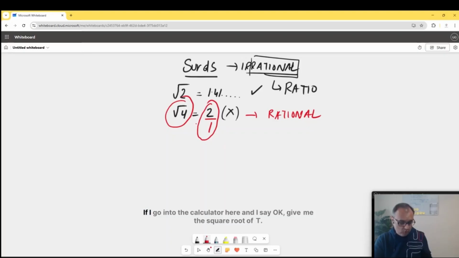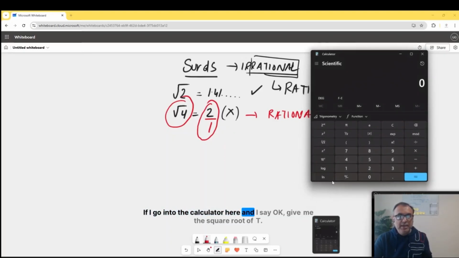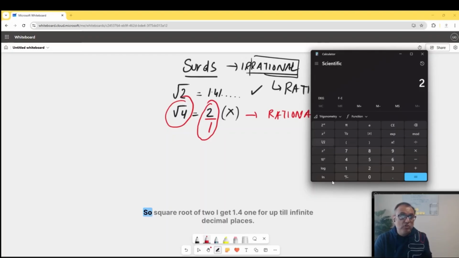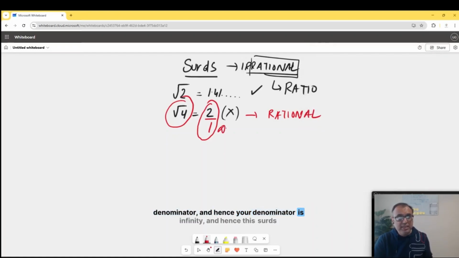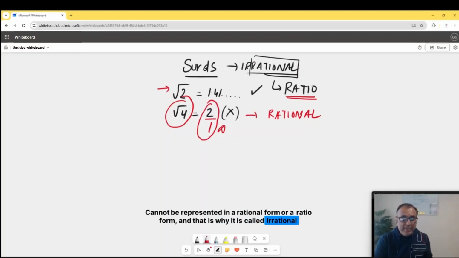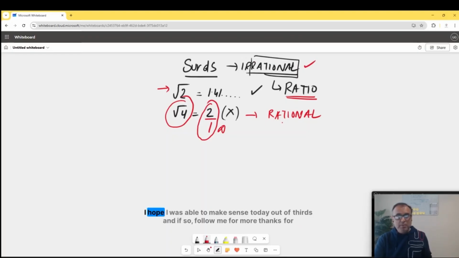If I go into the calculator here and ask for the square root of 2, I get 1.414 up till infinite decimal places. So, if I were to convert this into a fraction, I cannot put a denominator to it because you've got infinite decimal places in the denominator, and hence your denominator is infinity. And hence, this surd cannot be represented in a rational form or a ratio form, and that is why it is called an irrational number.